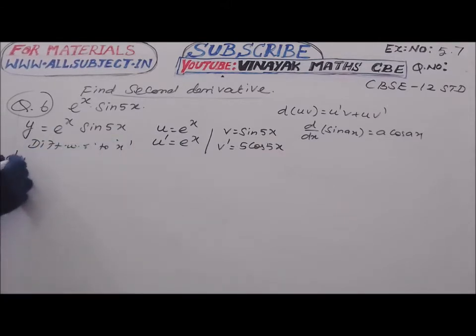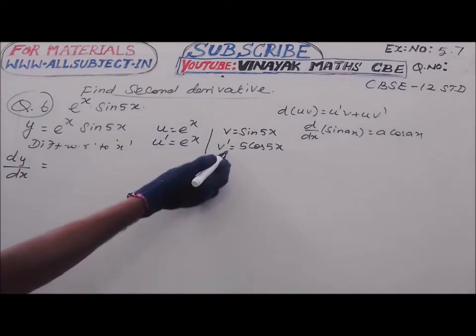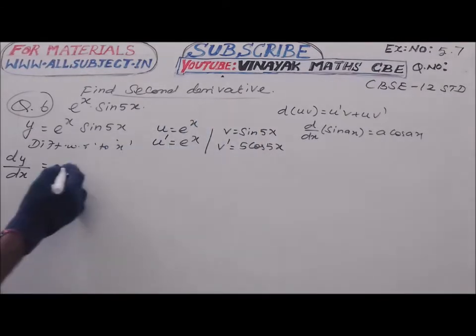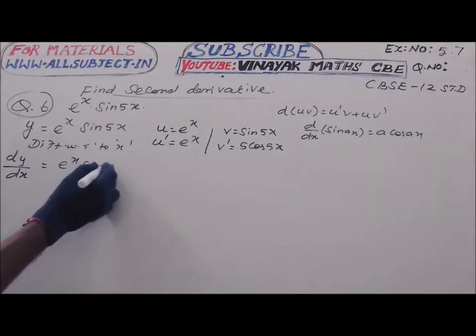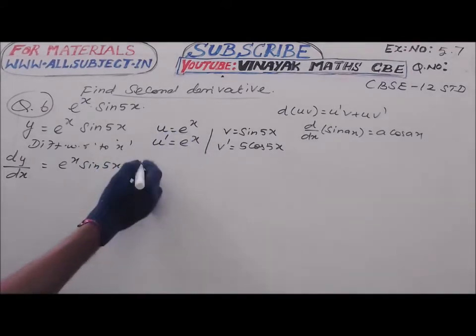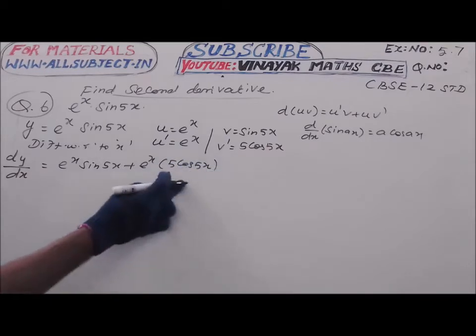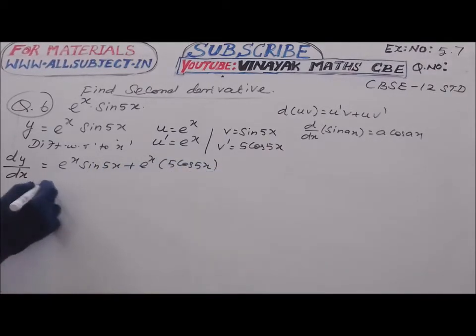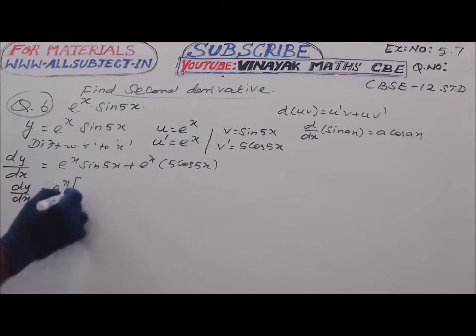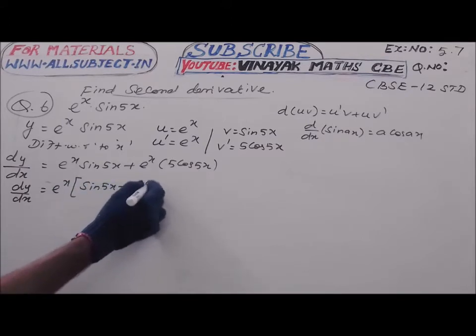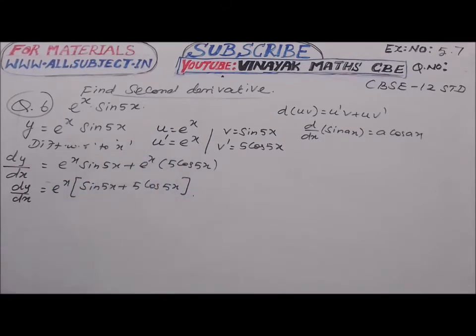We can have dy by dx is equal to uv dash plus u dash v, or u dash v plus uv dash. Multiplying these two, e power x into sin 5x plus e power x into 5 cos 5x. And taking out a common e power x, dy by dx is equal to e to the power x into sin 5x plus 5 cos 5x.